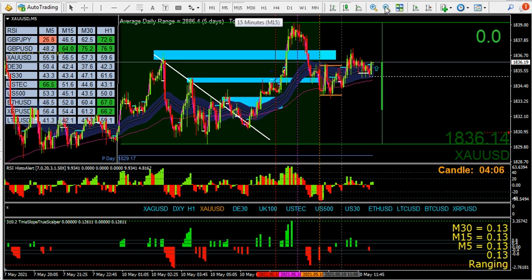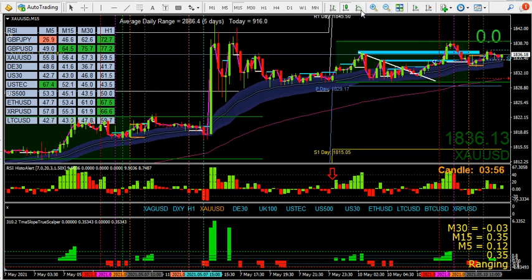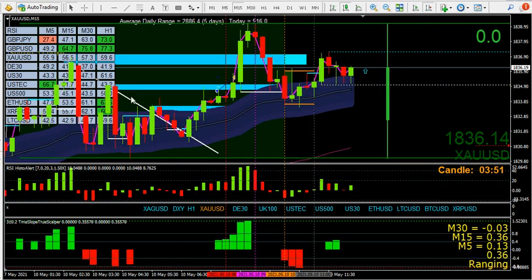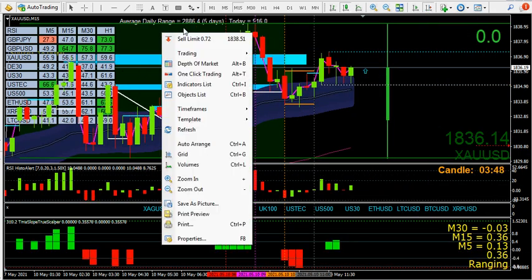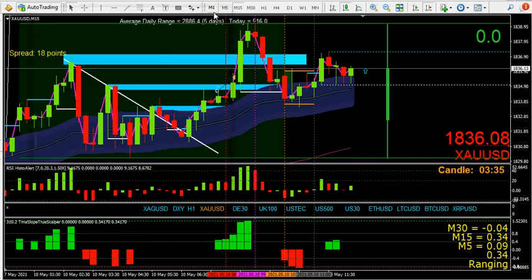It's running a bit slow today. Hang on. Let's get rid of that because we don't need it, and I don't really use it day to day, so that will be going off my charts. Indicators. Should have done this before I started.